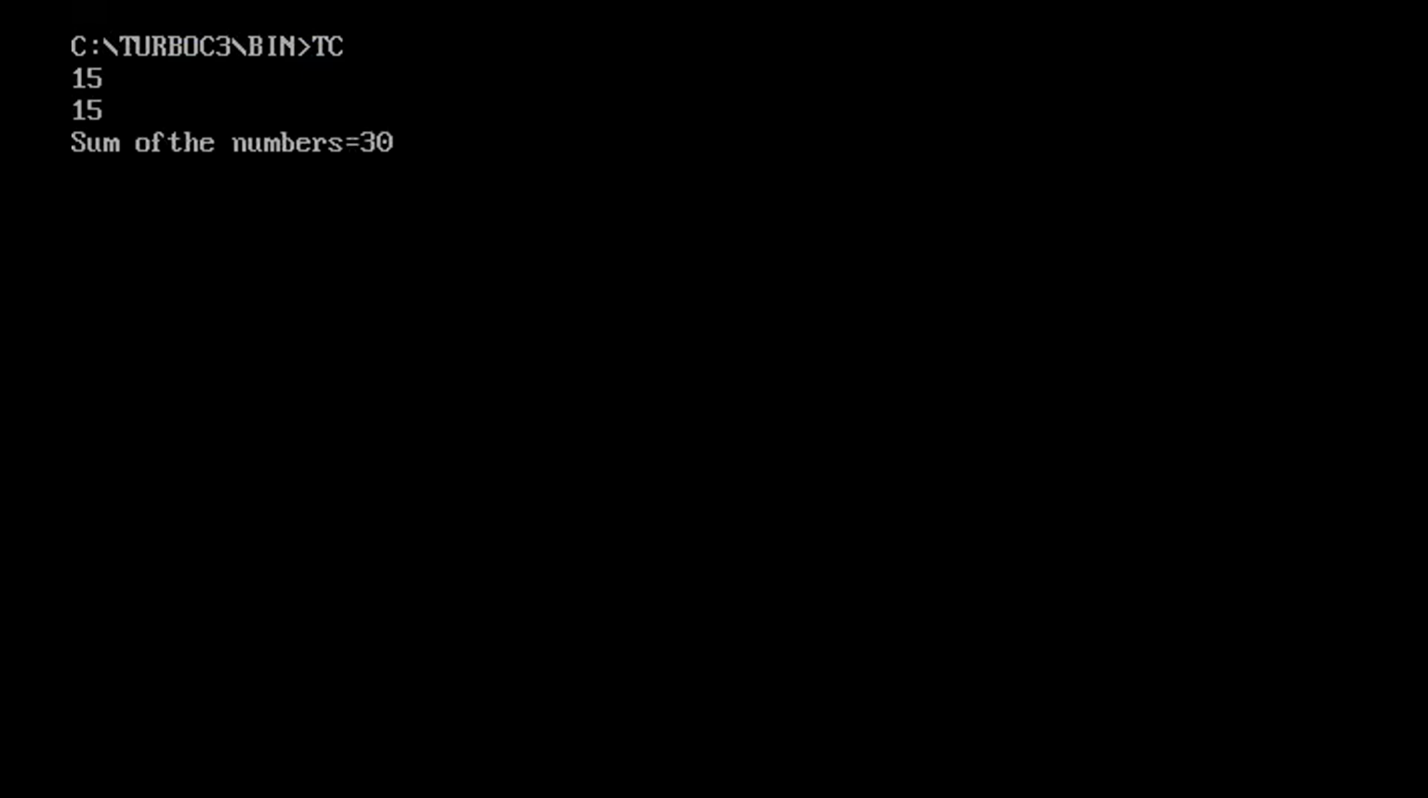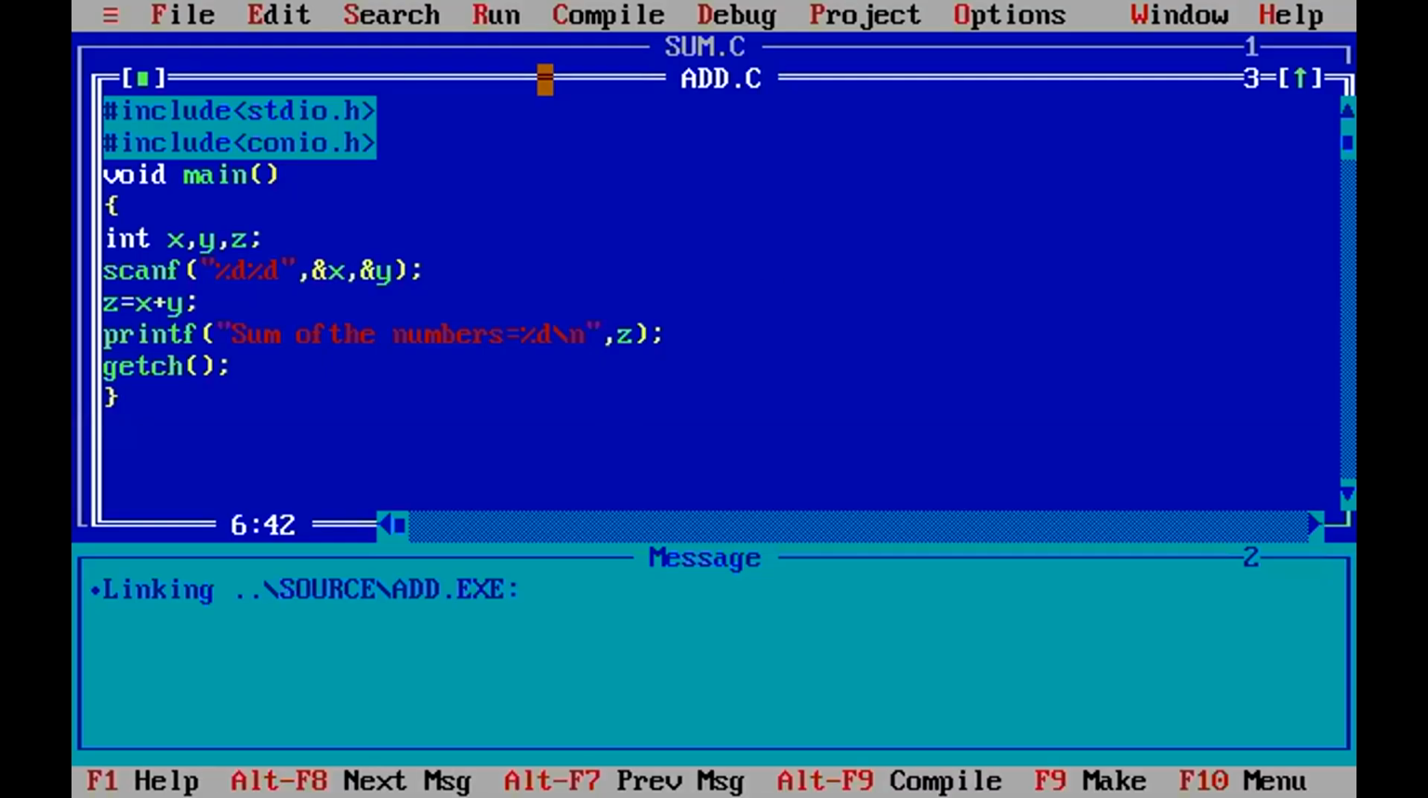See, the output is shown as "sum of the numbers equal to 30". So this program is used to add two numbers, and the output is printed as 30 because I had given the value of x as 15 and the value of y as 15. So the sum of the numbers equals 30. This is the way we do programs in C.